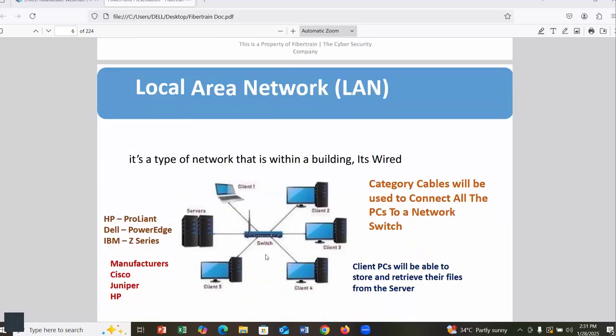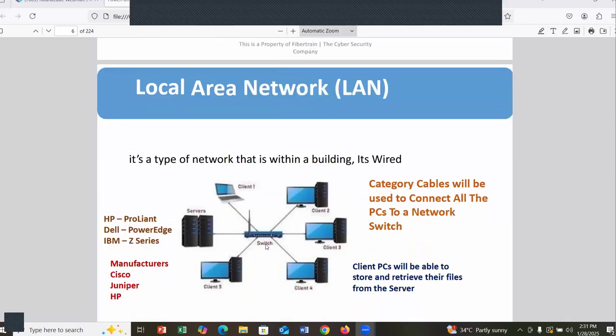So here is an example of what a LAN looks like. When we have a switch, inside that switch we have a lot of systems connected to this switch with cable. That is what a LAN is. Here it now says, what type of cable are they going to be using to connect? They're going to be using category cable. Category cable will be used to connect all the PCs to a network switch.